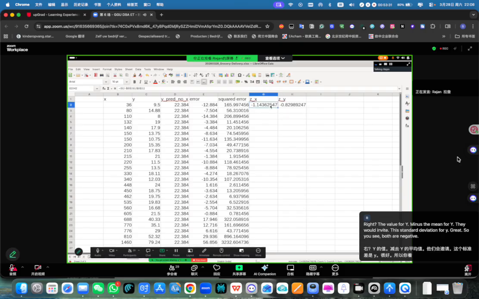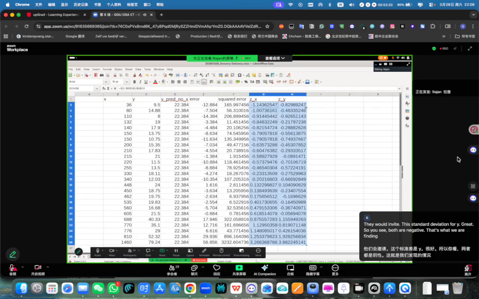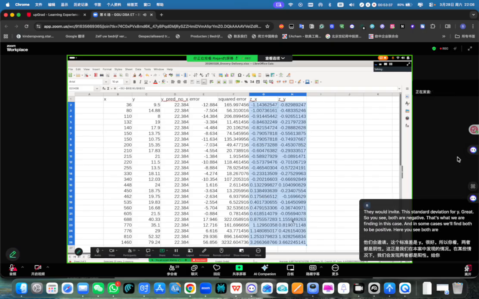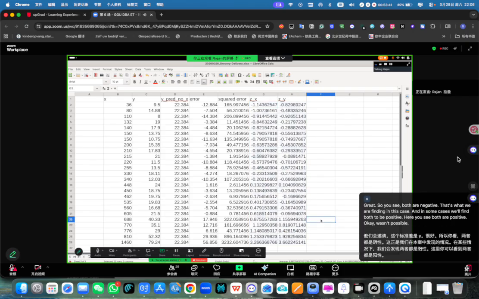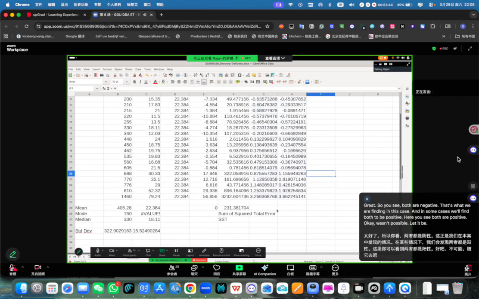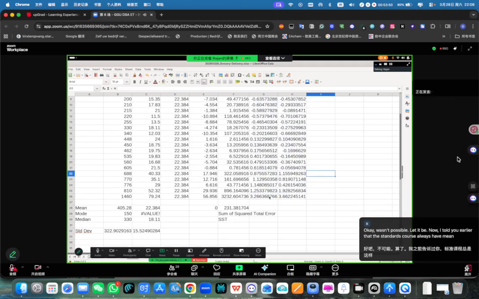Okay, that's what we are finding in this case. And in some cases, we'll find both to be positive. Here you see, both are positive. Okay, both are positive. Let it be. Now, I told you earlier that the standard scores always have mean to be 0 and standard deviation to be 1. Let's check that numerically, right?